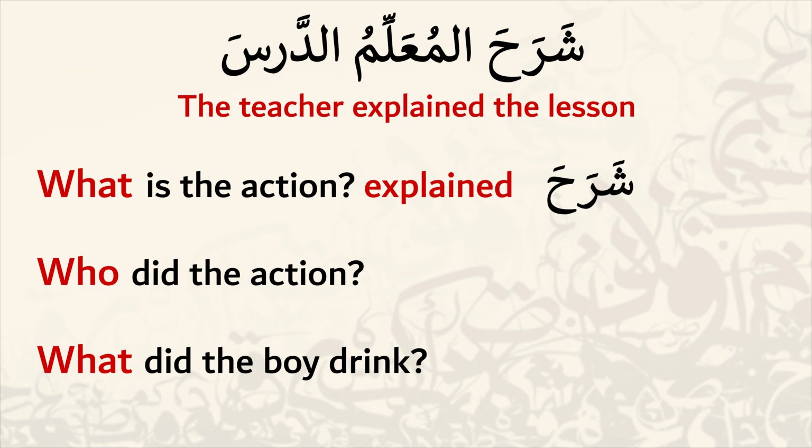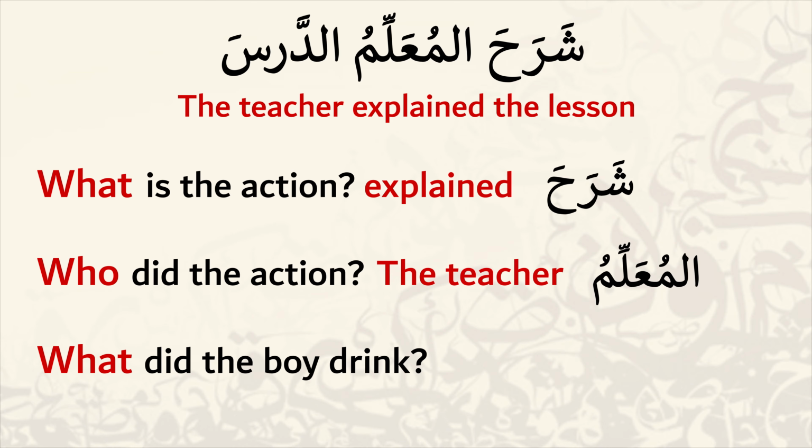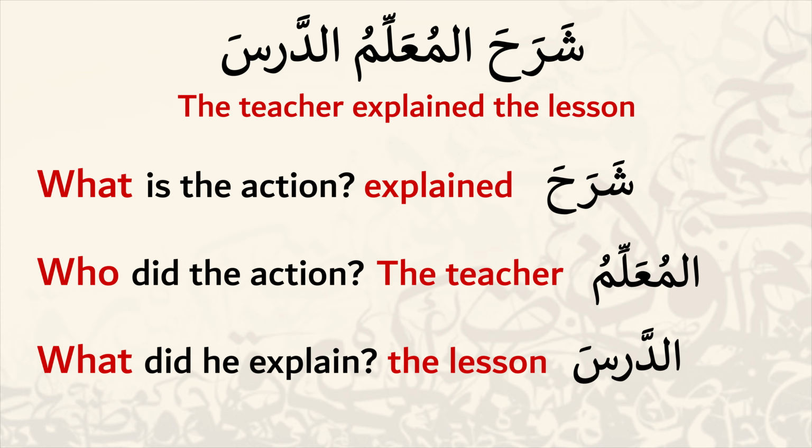Then who? Who did the action of explaining the lesson? المعلم, the teacher. So المعلم is the subject, الفاعل. And as you can see, there is a ضمة as case ending here. And third, what? What did he explain? He explained the lesson, الدرس. So الدرس is the direct object, المفعول به, and so on. Once you are lost and you cannot identify the components of a verbal sentence, follow this 3 questions process.